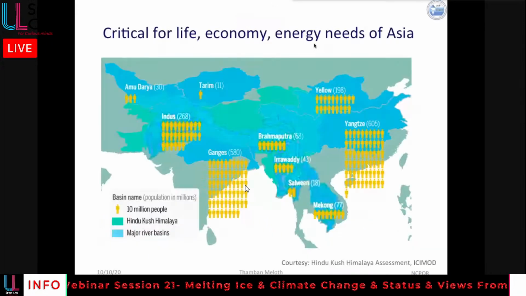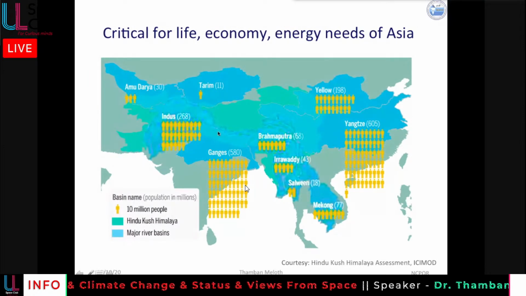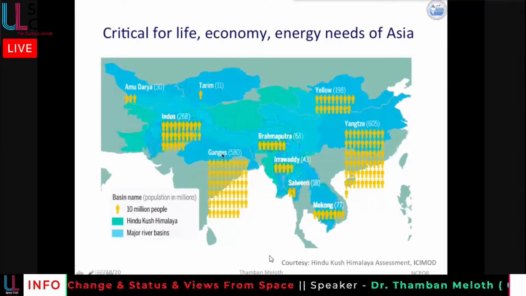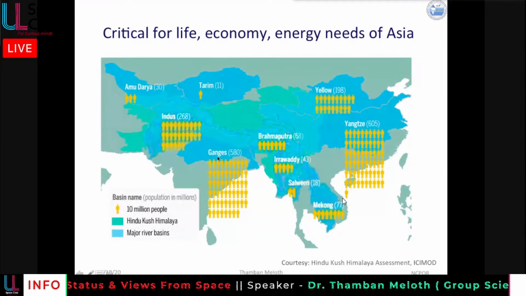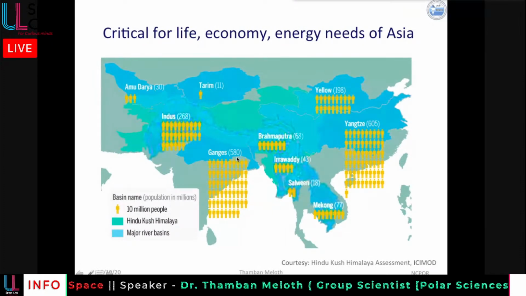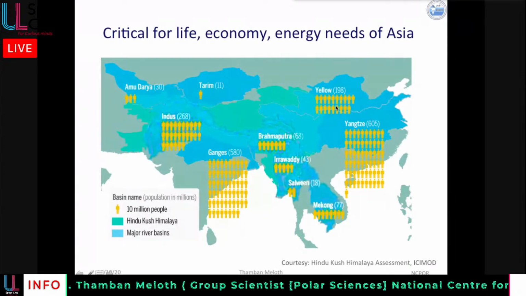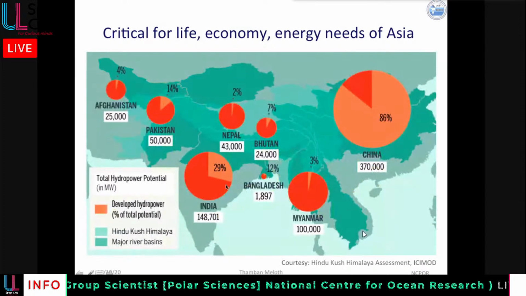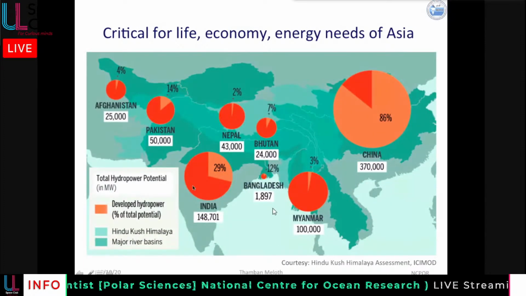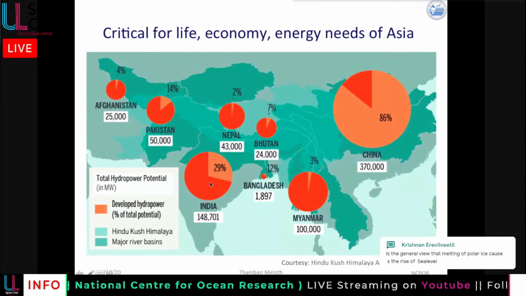Therefore, it is critical for the life, economy, and energy needs of Asia. This picture shows some of the river basins. For example, the Ganges, or Ganga River Basin, provides for the needs of about 600 million people, something similar to the Yangtze in China, and much bigger than the Indus River, and so on.